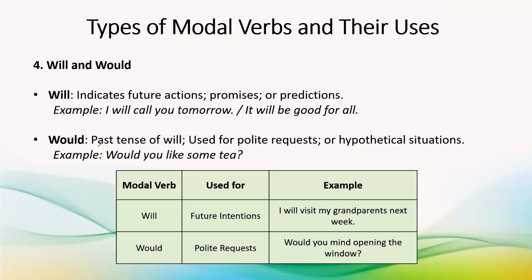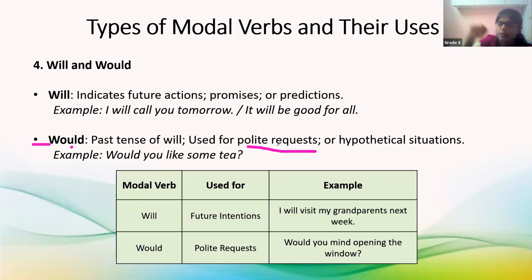Okay, here we go. Past. Now, would is what? Would is nothing but the past tense of will. Right? Okay, past tense of will is would. Would is also used for some polite request. Polite request as in, would you mind opening up the window? Would you please help me here? So it is a polite request.